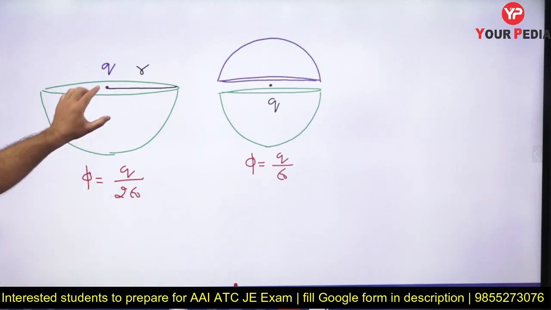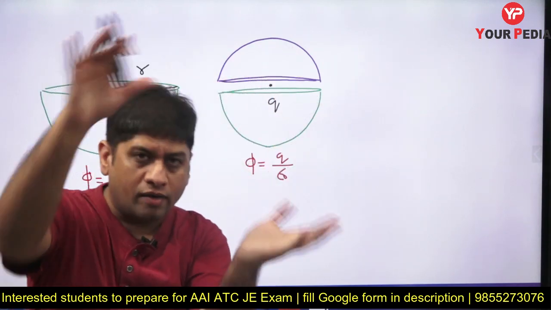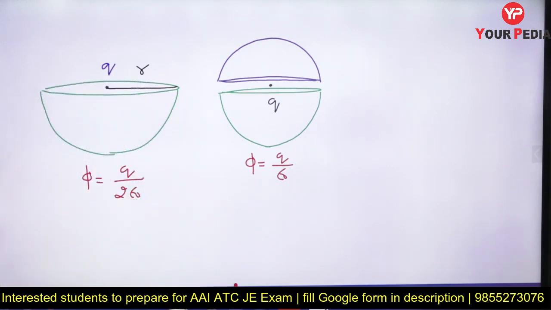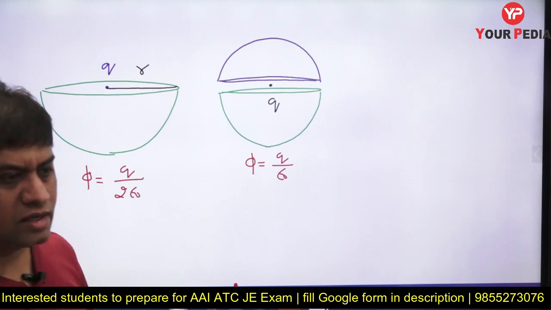So how much will come out of this? I kept the charge on the surface, so cover it. If covered, it is Q by epsilon naught, but you have to cover it with a symmetric body. That is something which is very very important. So you are to cover it with the symmetric body.